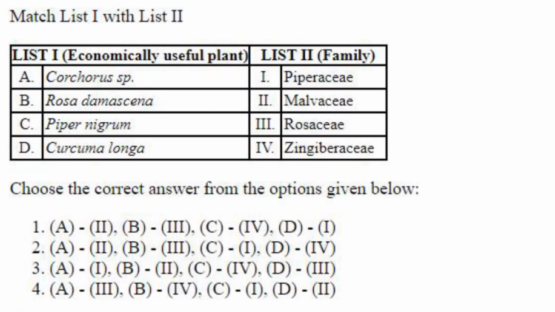Then economically useful plant and the family, again from economic botany. So Corchorus species is found in Malvaceae, A2. Rosa damascena is found in Rosaceae, B3. Piper nigrum is from Piperaceae, C1. And Curcuma longa is Zingiberaceae, D4. So A2 is there in 2 options. Then B3 Rosa, again B3. Piper nigrum is Piperaceae, C1. So that makes option 2 the right answer.